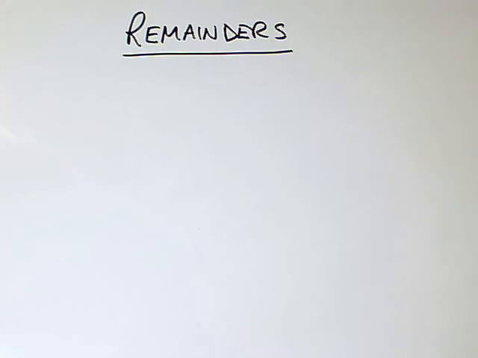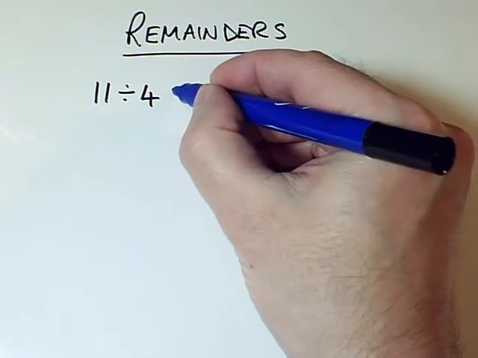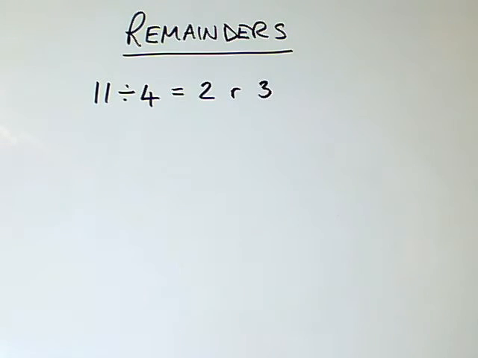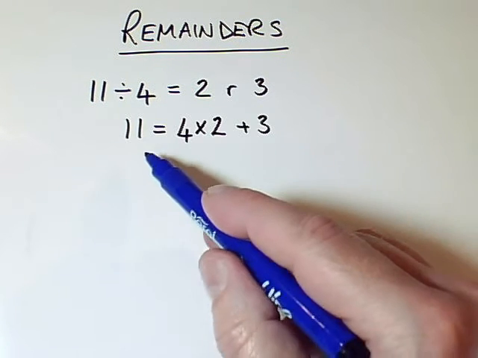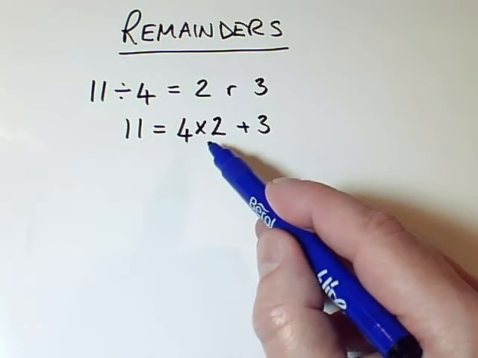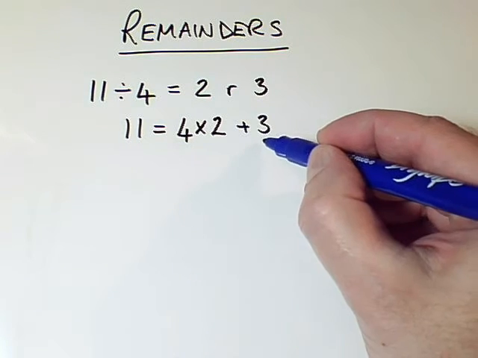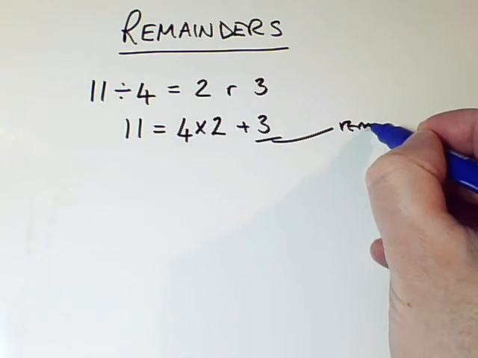Okay, we're going to go on to talk about remainders, and we have to start back in primary school when you first said what a remainder was. So then, when you had a calculation like 11 divided by 4, you said that the answer was 2, remainder 3. And you said that because you can make your 11 by doing your 4 2 times, but then you needed to add on another 3 to make it correct. So we say that this 3 here is the remainder.